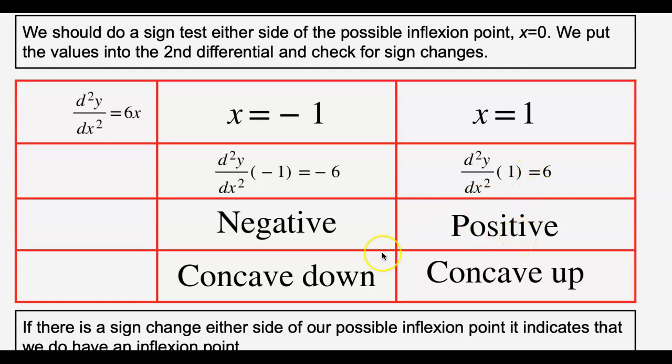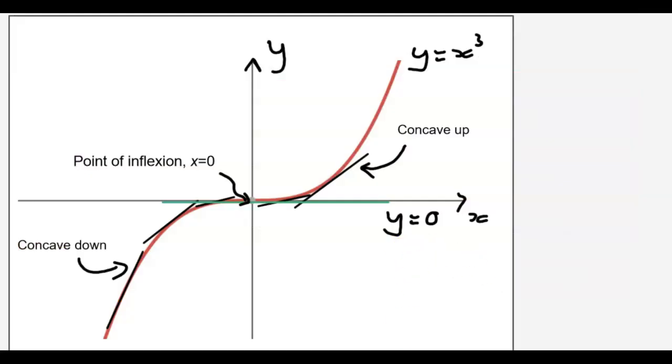So we've got to check further. If it's negative, it's concave down, and if it's positive, concave up. And this is what concave down and concave up mean. Concave down is when the curve is down and the tangent is on the upper side of it. And concave up, the tangent's below the curve. Okay, so the curve is concave up. And there's our point of inflection.